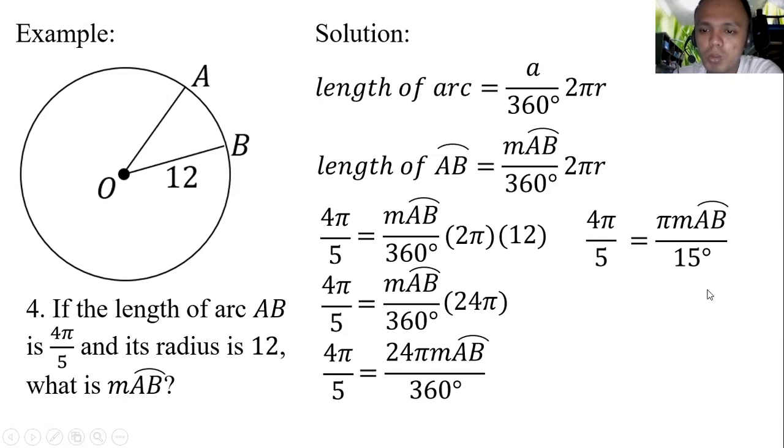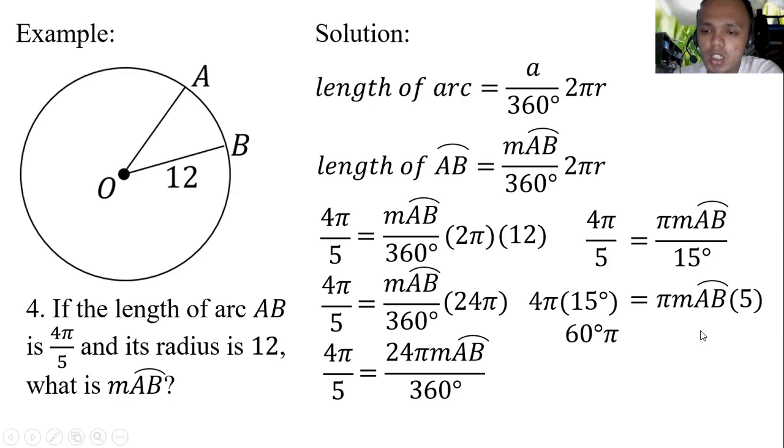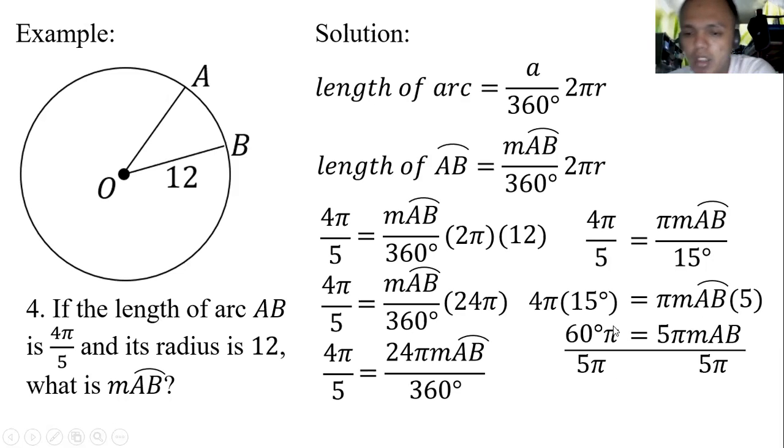Then now, cross multiply tayo. 4 pi times 15 degrees, 5 times pi times measure of arc AB. 4 times 15 is 60. Okay? Then we have 5 pi measure of arc AB. Then divide both sides by 5 pi, no? Cancel this out, no? Cancel this out. Then 60 divided by 5 is 12. Your measure of arc AB here is 12 degrees. Okay?